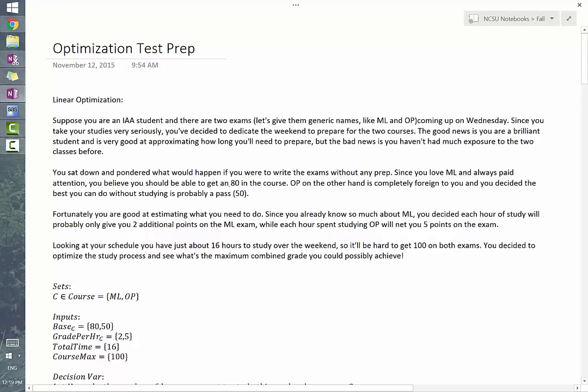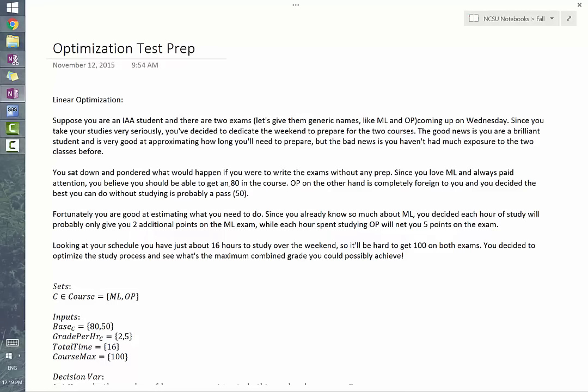Fortunately, you are good at estimating what you need to do. Since you already know so much about ML, you decided each additional point of grade probably is going to require a lot more work, so an hour of studying is only going to give you 2 points. However, each hour spent on OP will probably net you 5 points because, to be fair, you really just haven't had much exposure to the topic.